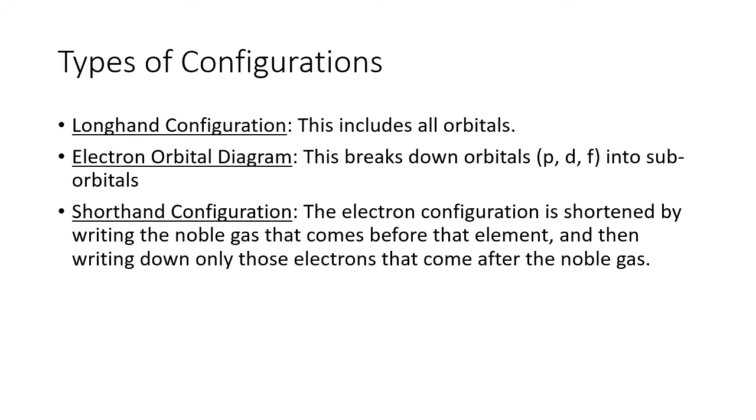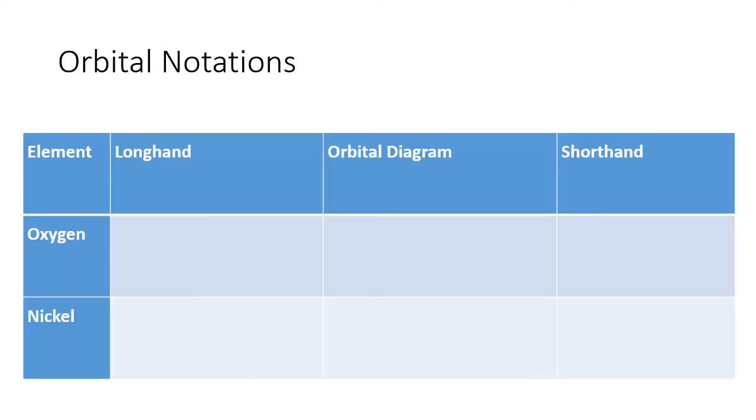It's the configuration that shortens everything by writing down the noble gas that comes before the element of interest, and then we write down only those electrons that come after the noble gas. Let's write the 3 different configurations for 2 different elements, oxygen and nickel.